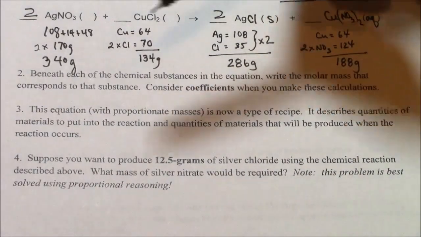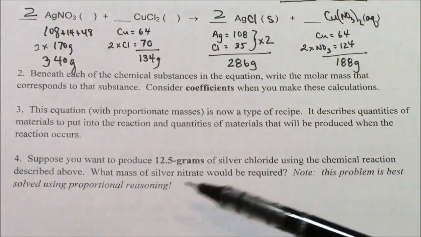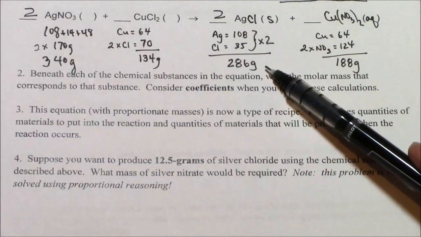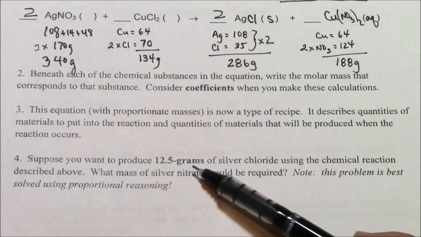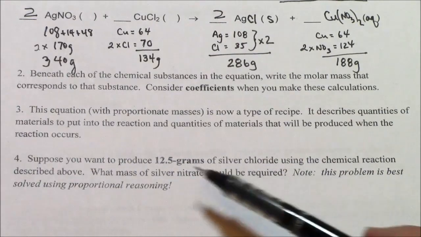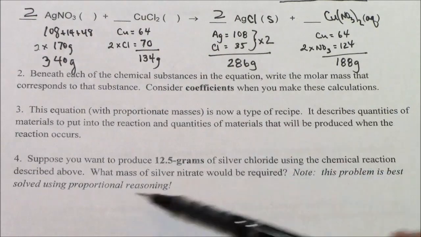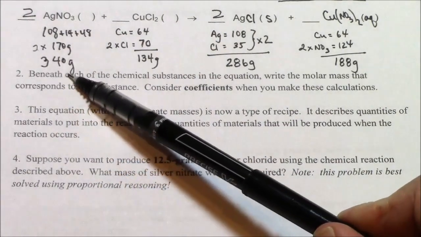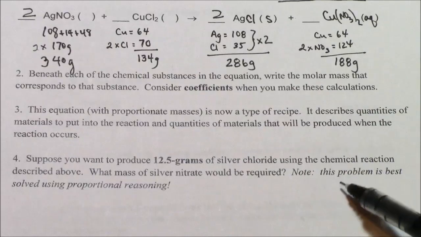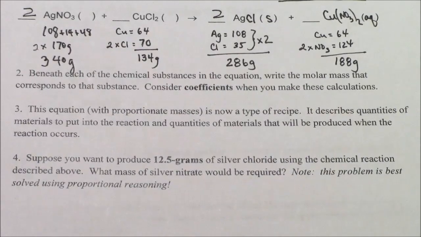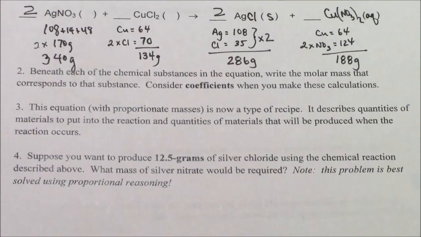Look at question number 4. Talks about producing 12.5 grams of silver chloride. The recipe here produces 286 grams, so this will be a scaled down recipe. What mass of silver nitrate would be required? What do we have to start with? Over here, the silver nitrate. How much? This problem is best solved using proportional reasoning. Pause the tape, try your hand at setting up a proportion, then come back and check with me.